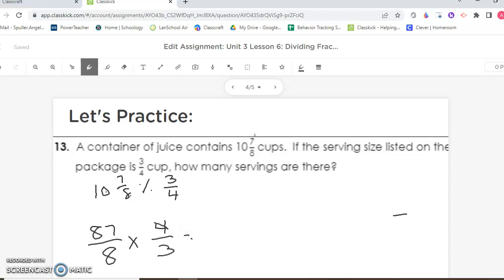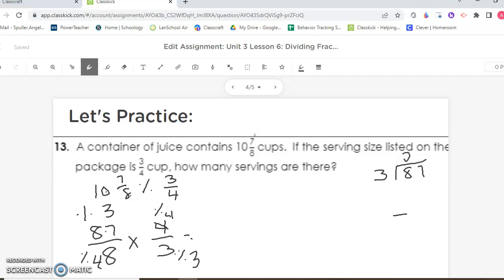Well, I can divide this by 4, right? And this by 4. I can divide, and then this is a tricky one because it might be hard to see, but I could divide the 3 and the 87 by 3. So now 87 divided by 3 is, well, let's figure this out. I have 87 divided by 3.